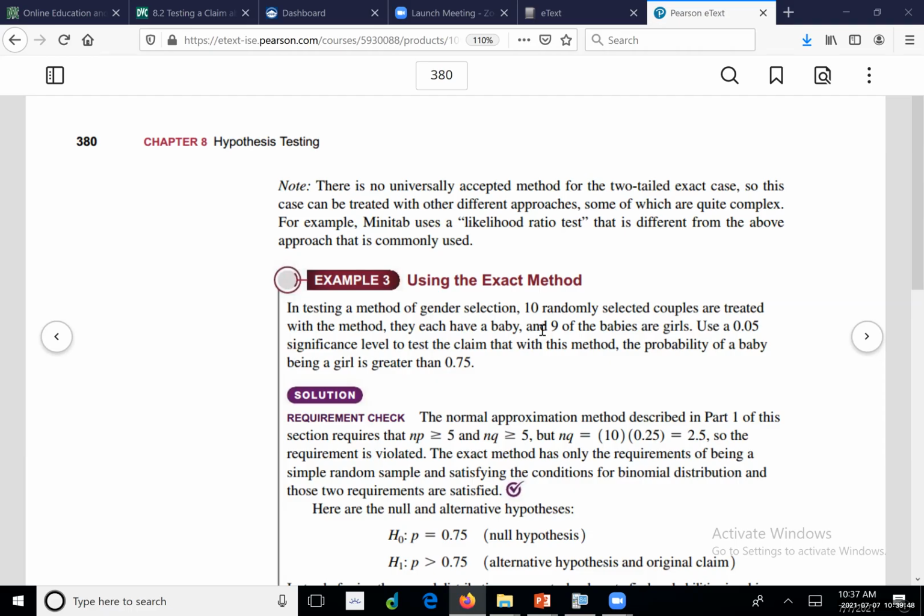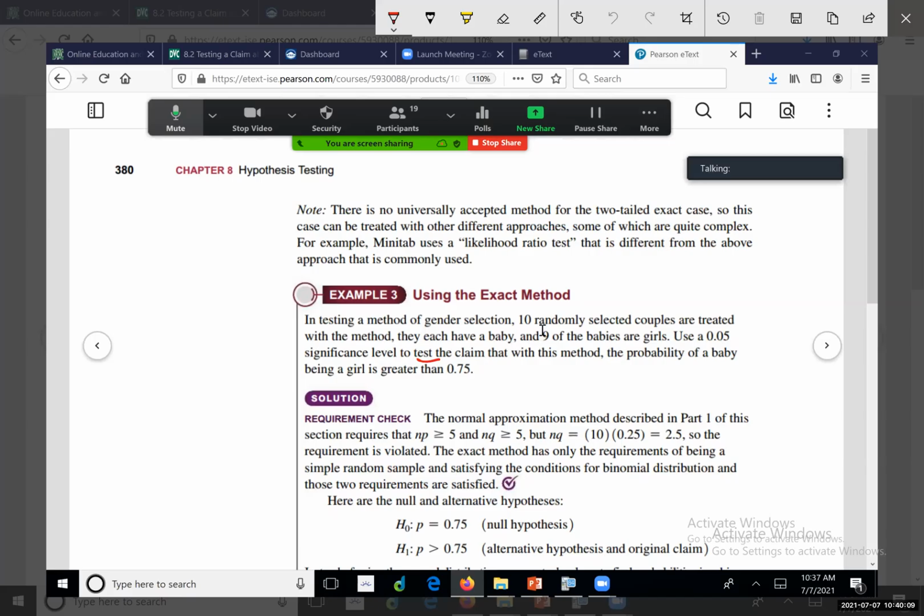Example: in testing a method of gender selection, 10 randomly selected couples are treated with the method. They each have a baby, and 9 of the babies are girls. Use a 5% significance level to test the claim. So this should be a word to tell you that this is a test and it's not an interval. To test a claim that with this method, the probability of a baby being a girl is greater than 75%.